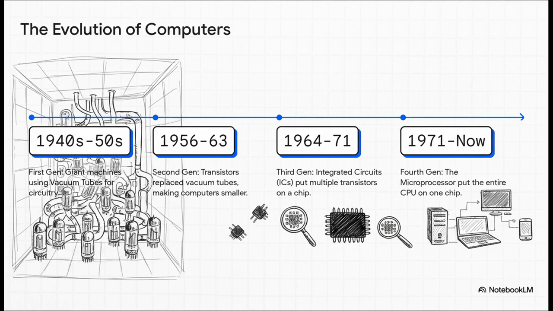Well, it happened in four giant leaps. First-gen machines were massive things run by hot, unreliable vacuum tubes. The second generation got a huge upgrade with the invention of the transistor, making them way smaller and more dependable. The third gen took it even further, packing tons of transistors onto tiny little integrated circuits. And that led to the fourth generation, the microprocessor, which put the entire CPU onto a single chip. That's what made personal computers possible.